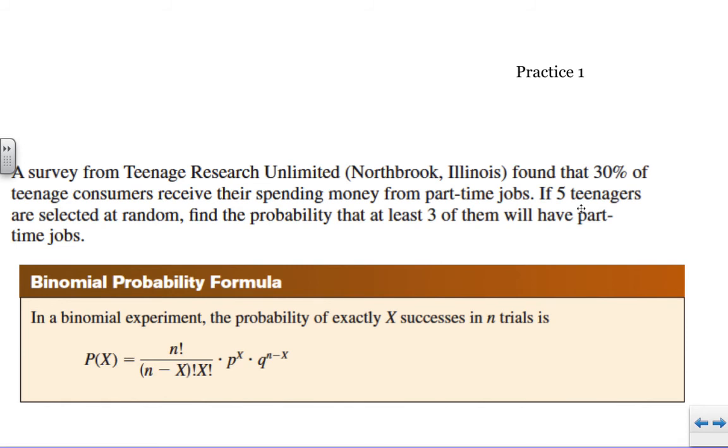Okay, so let's talk about this. I'm going to have you guys do the work for it, but at least 3 of them. If we have 5 teenagers, that means we're going to have to find the probabilities for 3, 4, and 5. At least 3 means that we'll have 3, 4, or 5. It's not that they will all have part-time jobs, but the probability that 3 or 4 or 5 of them will. So go ahead and do your calculations.